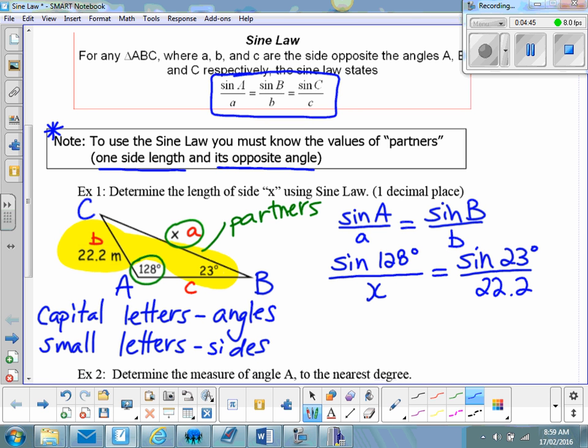Okay, and then if we cross multiply, so I'm going to have sine 23 times x.